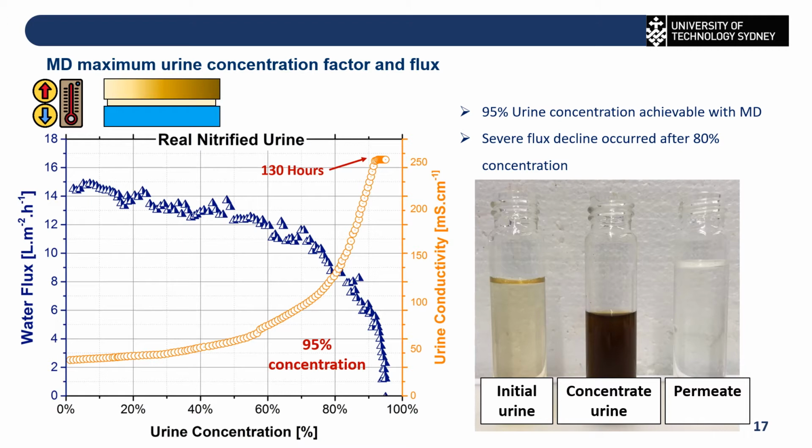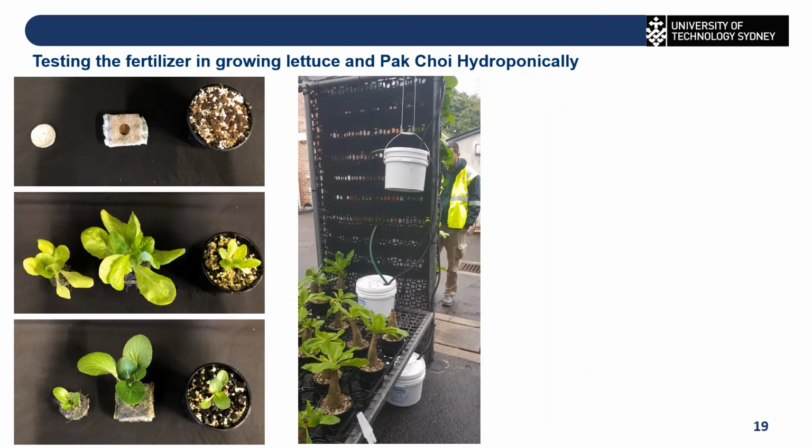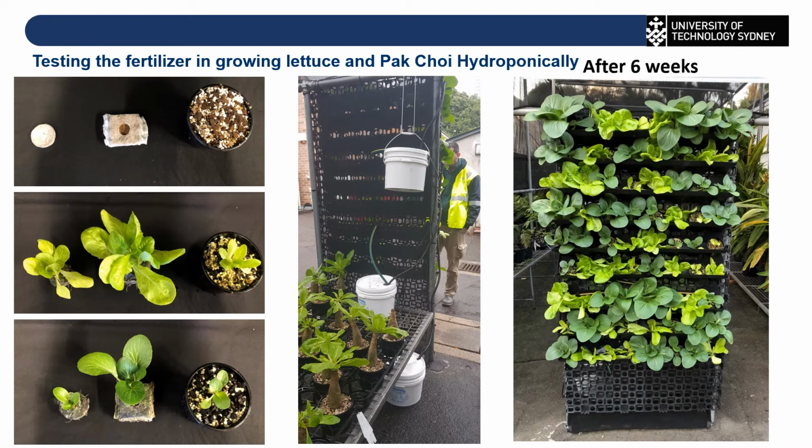So you can see the color of different urine, and then the concentrated urine color and the color of this water. And for the MD permeate, we found more than 98% of ammonia was rejected and 99% of TOC was rejected by membrane distillation. We tested hydroponics using this system.